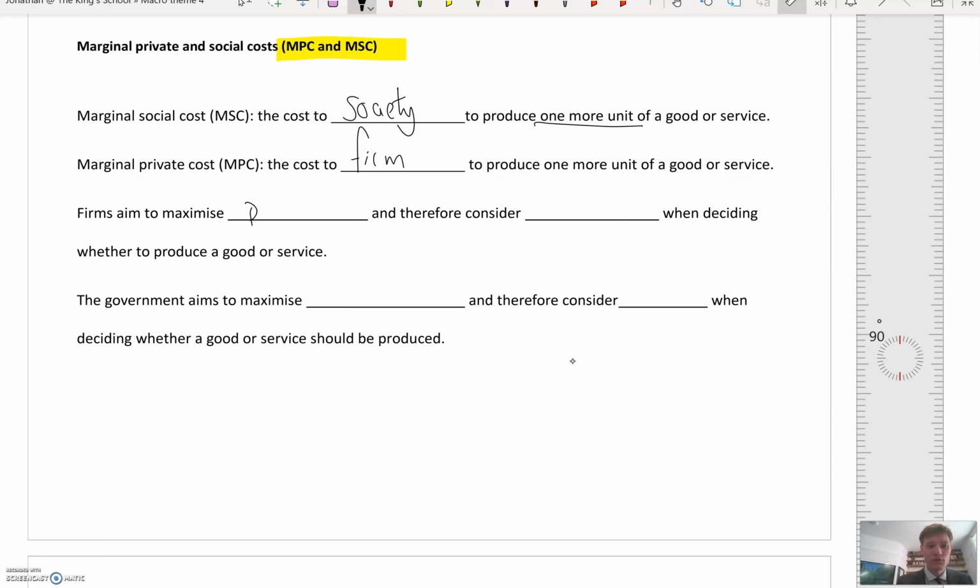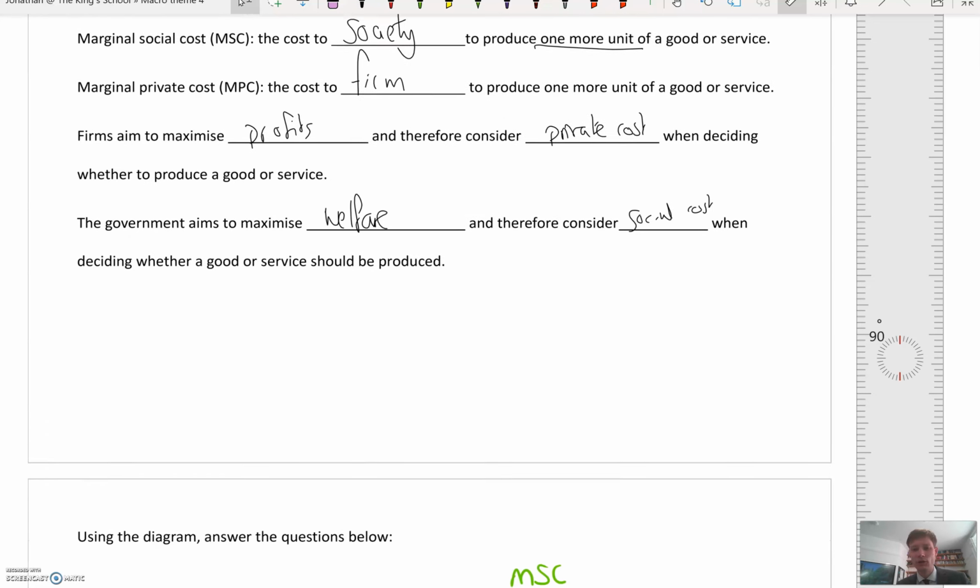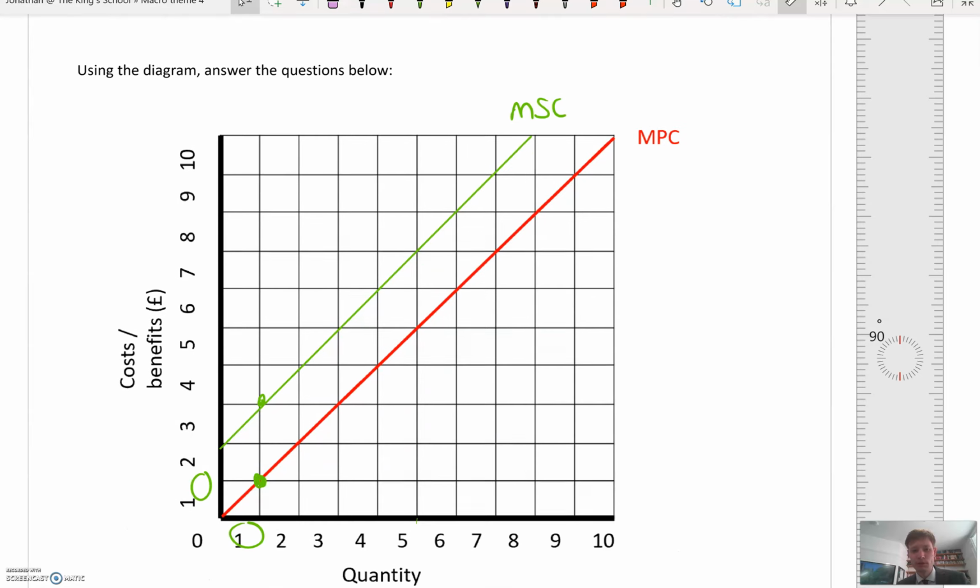Firms, we assume, are maximising profits, and they only consider the private cost. They don't care about anyone else. In contrast, the government tries to maximise social welfare, so it should consider social cost. And that's where we get the issue of the private sector, the firm, producing the wrong amount for society.